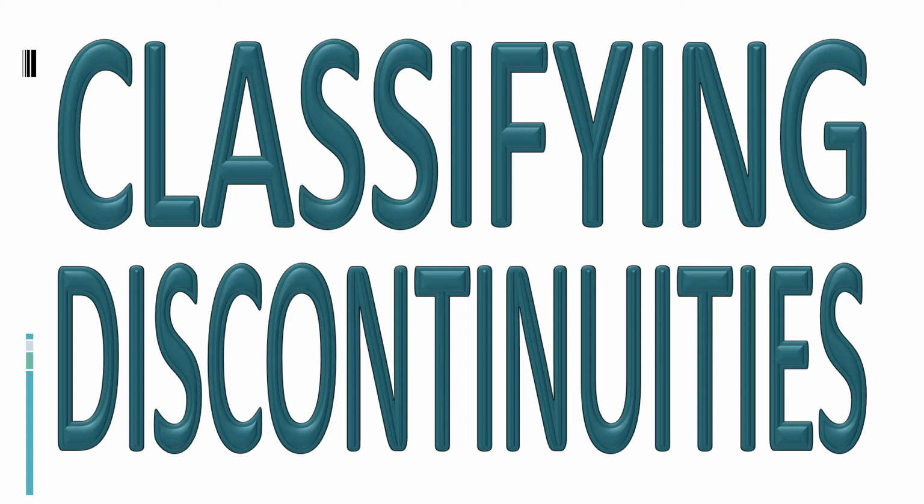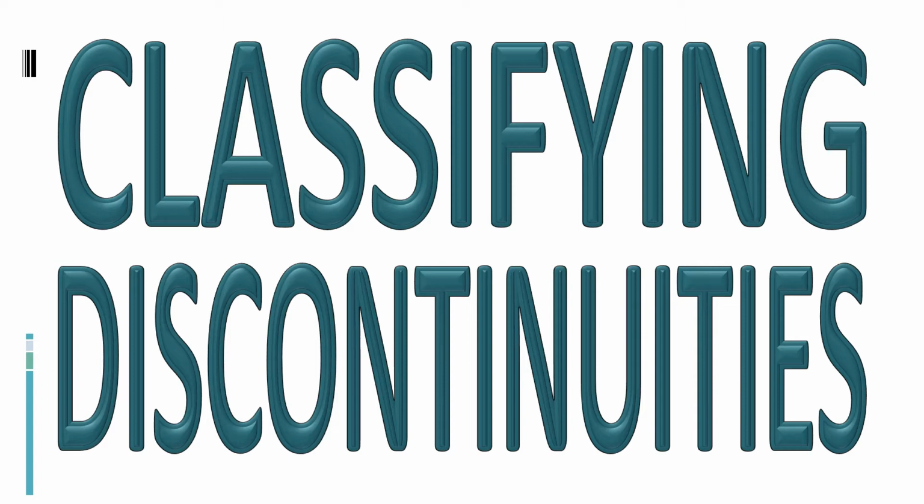Pag sinabi nating removable, ito yung nag-exist yung limit, pero yung f of 0 natin, undefined. So, hindi na-satisfy yung first criterion, pero yung second criterion, na-satisfy. Okay? Yun namang sa essential discontinuity, yung first criterion may or may not be satisfied, okay? Pero yung limit niya, yung second criterion natin, does not exist. Okay? So kapag does not exist yung limit niya, sure na tayo agad. Essential discontinuity yan.